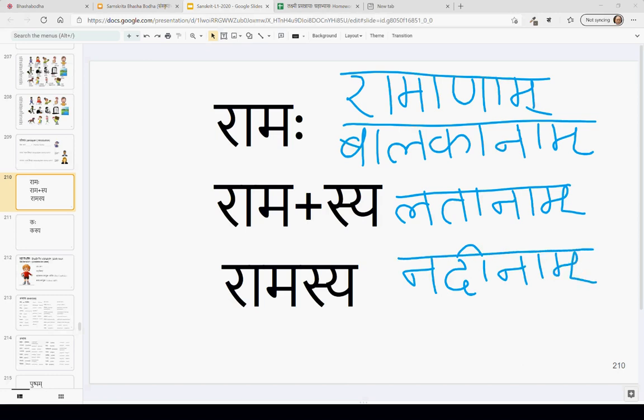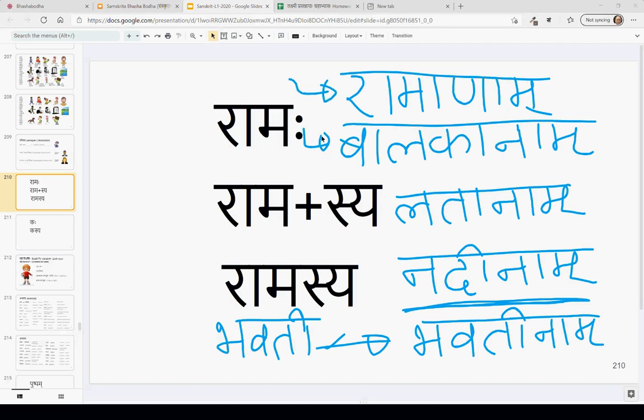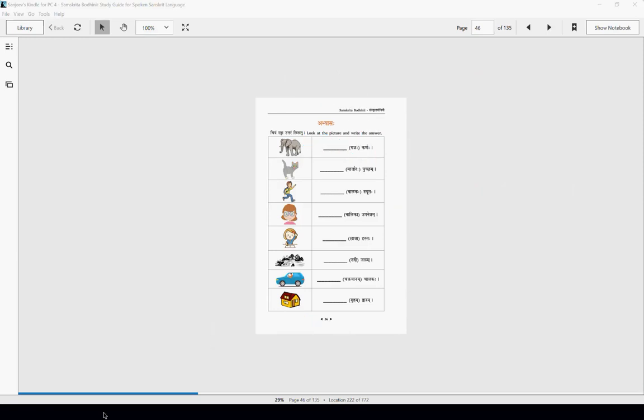So the Shashti Vibhakti Ekavachana is what? Ekavachanam is Nadyaha, like Bhavatyaha. If it is Bhavati, then Bhavatyaha is the Ekavachanam. And what will be the Bahuvachanam? Like this, Bhavati also changes to a similar format: Bhavatinam. And Napunsakalinga and Pullinga forms are the same for Shashti Ekavachanam and Bahuvachanam. The same examples are given in this book. You can practice them.